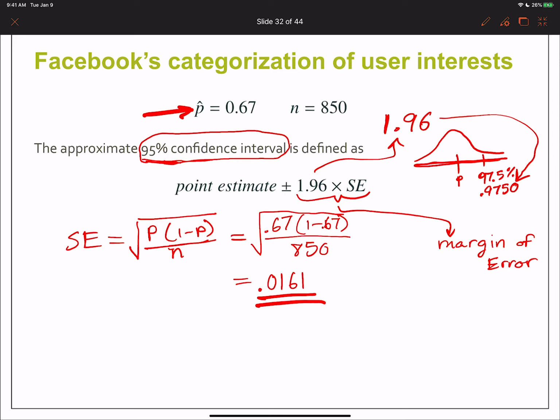Now we need to find the margin of error. And how do we find the margin of error? By doing the 1.96 times our standard error. So we do 1.96 times our standard error, .0161. And what's that? I got .0316. And that becomes our margin of error.